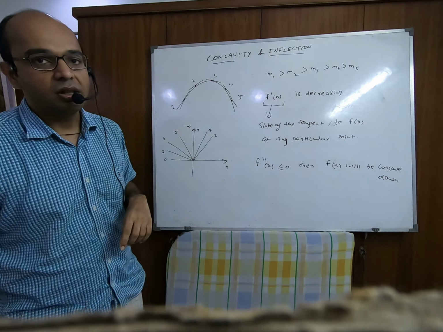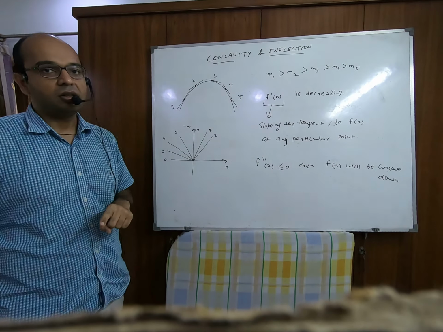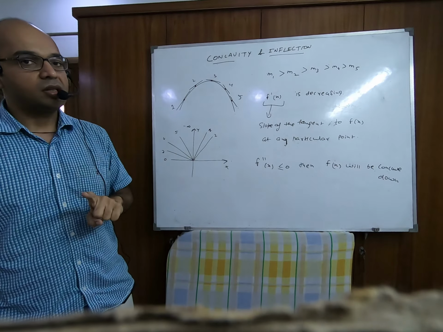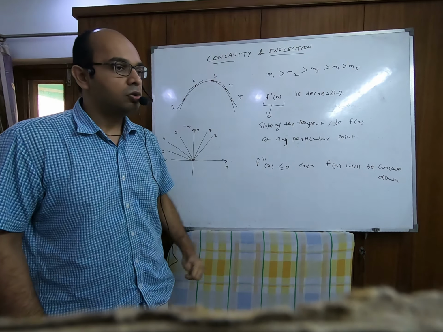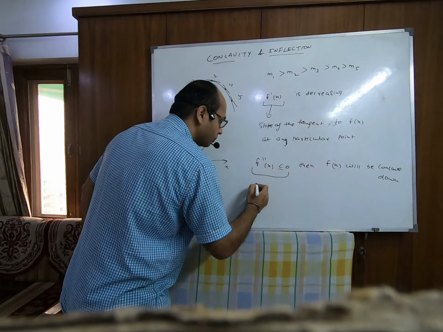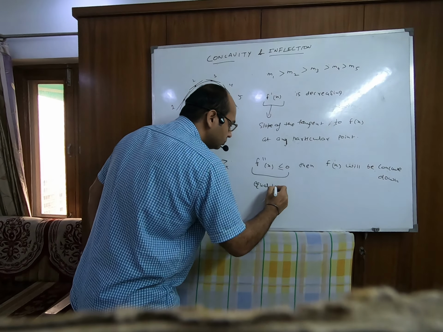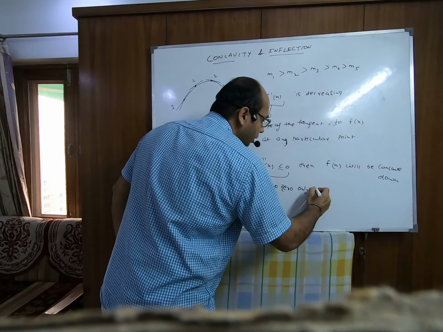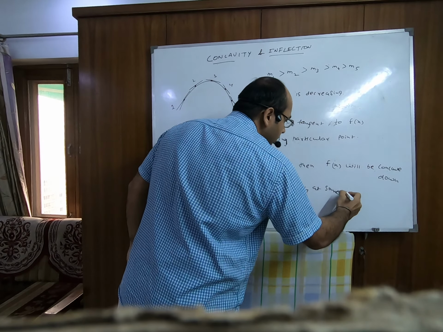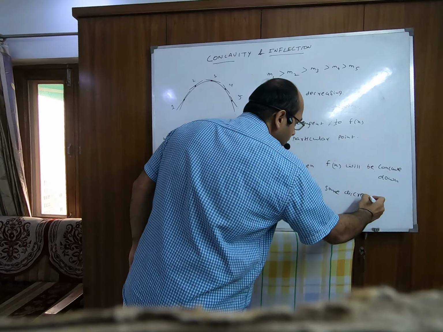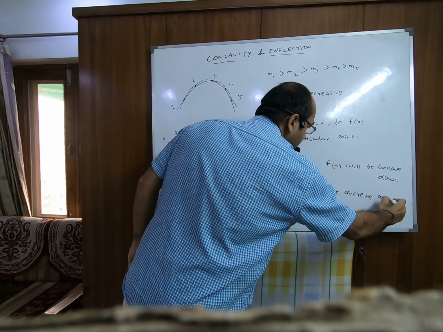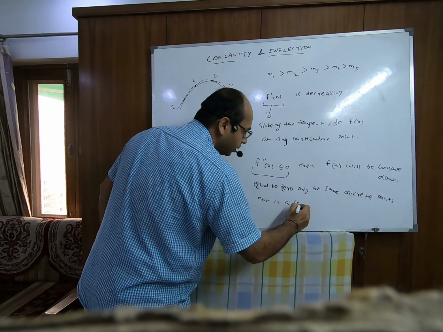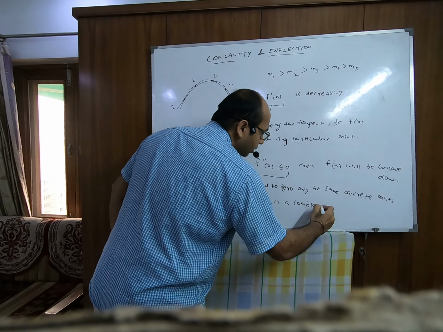f'(x) is decreasing. Now if f'(x) is decreasing, f''(x) must be less than 0, but it can be equal to 0 only at some discrete points, not in a complete interval.